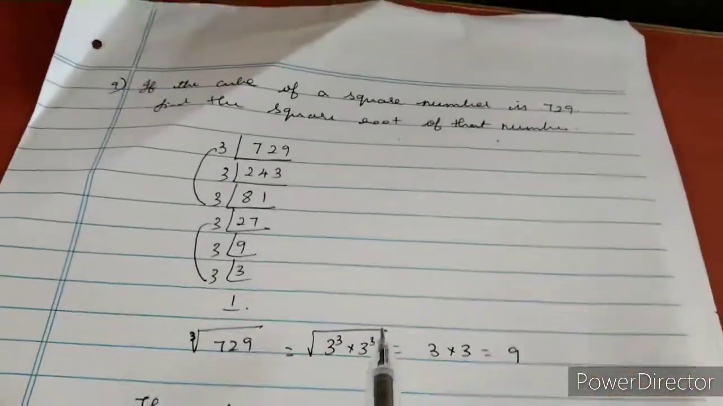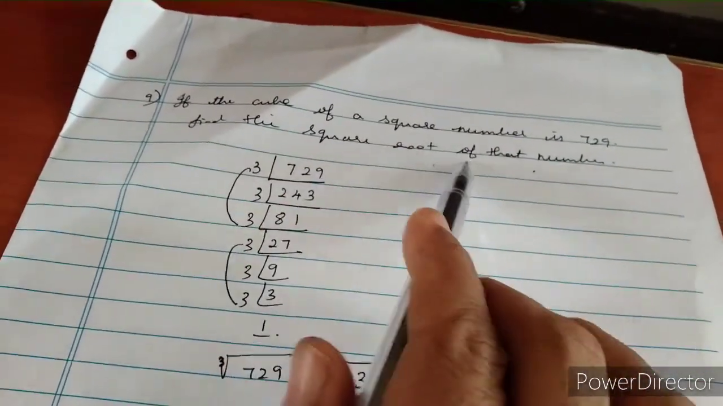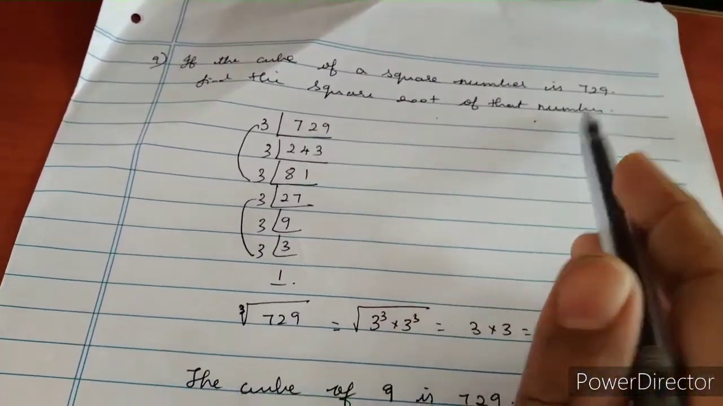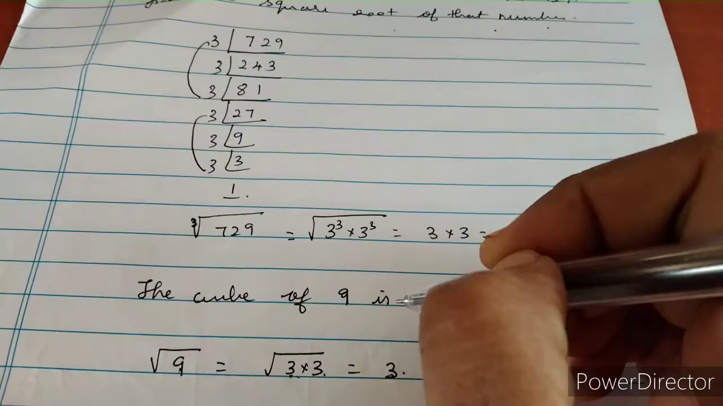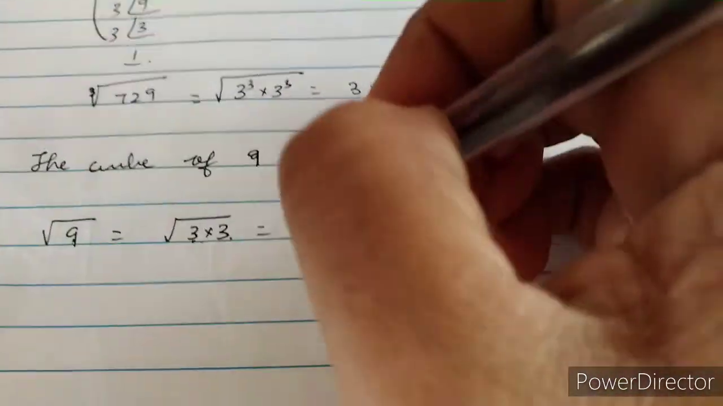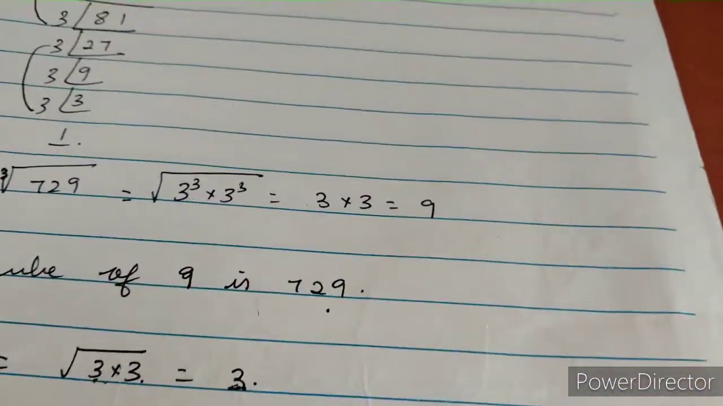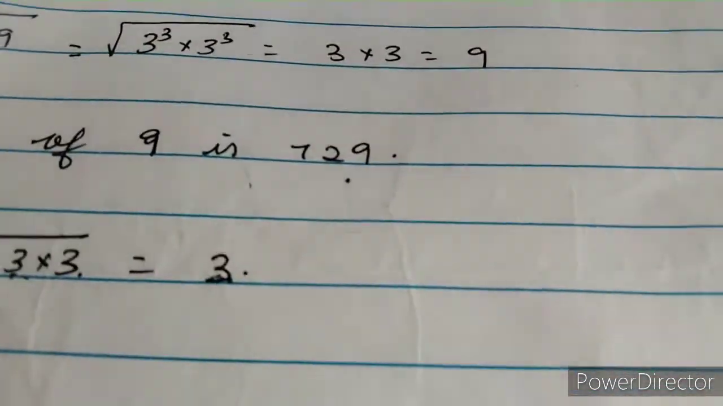Now what do they ask you to find? If the cube of a square number is 729, find the square root of that number. The cube of 9 is 729. The square root of 9 is 3. You have to find the square root of 3.